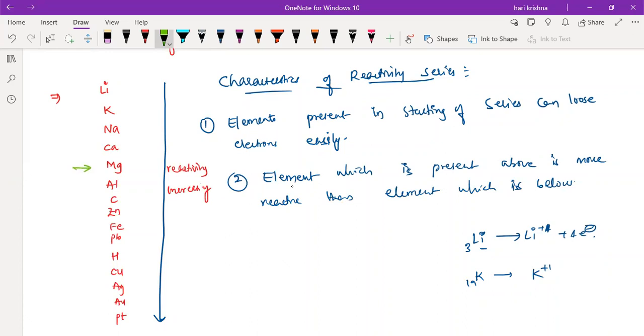Suppose you have taken magnesium. Now which elements are more reactive than magnesium? Calcium, sodium, potassium, lithium. These are the more reactive. Which are the less reactive than magnesium? Aluminium, carbon, zinc, iron, lead, all these things. Good.